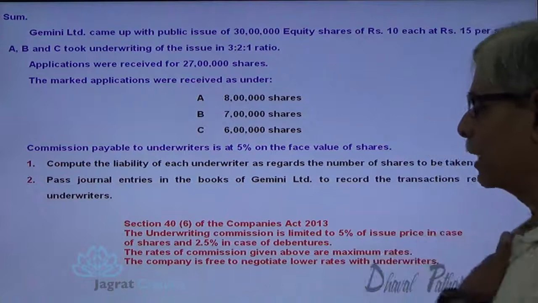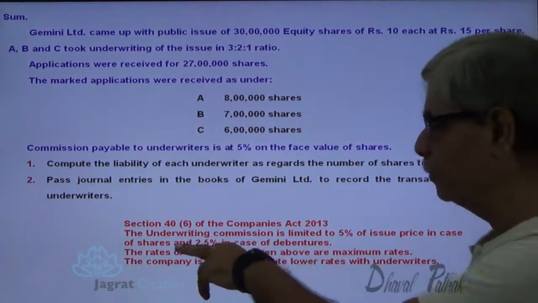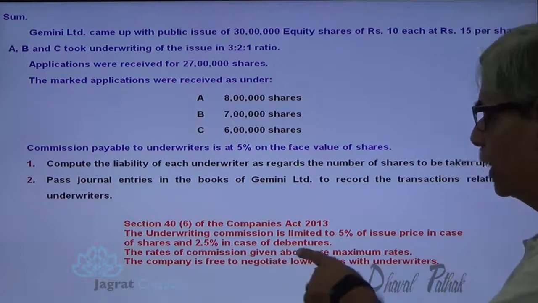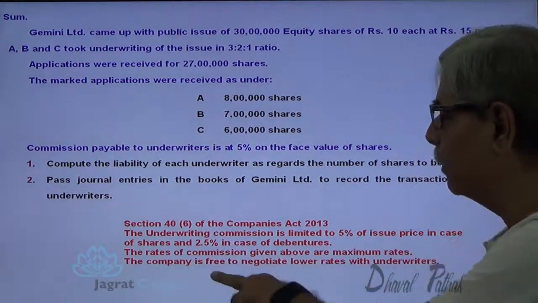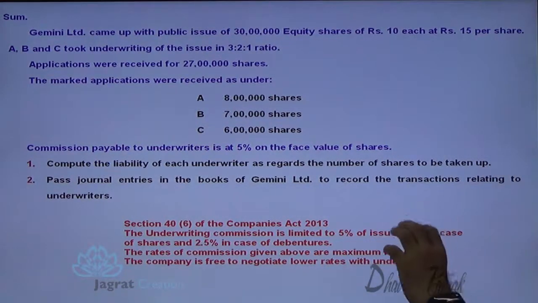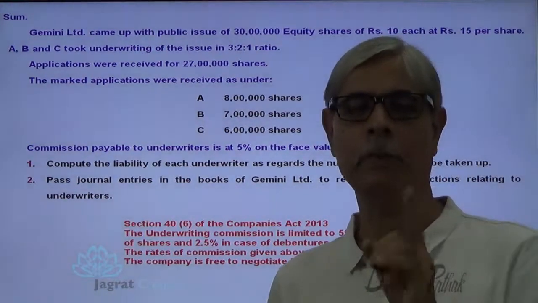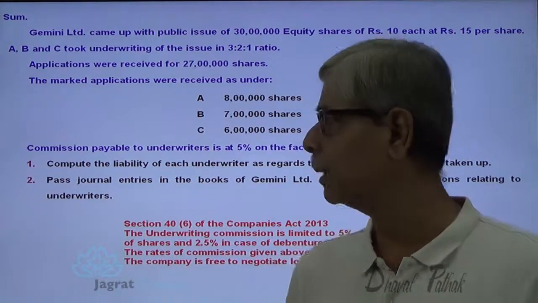Section 46 of the Companies Act 2013: underwriting commission is limited to 5% of the issue price in case of shares and 2.5% in case of debentures. The rate of commission given above are the maximum rate that could be negotiated. The company is free to negotiate lower rates with the underwriter. But in this sum, though the issue price is 15, the underwriting commission is to be paid on the face value of the share. That's an important point that students should remember.